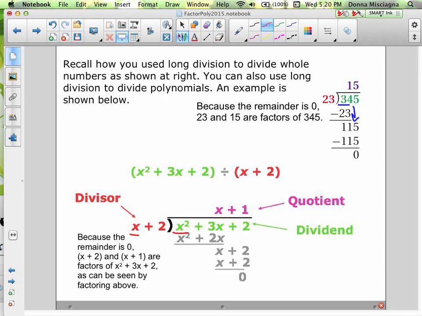So instead of thinking of how many times does x divide into x squared, I like to think of it as, what would I have to multiply x by to get x squared? And I'd have to multiply x.